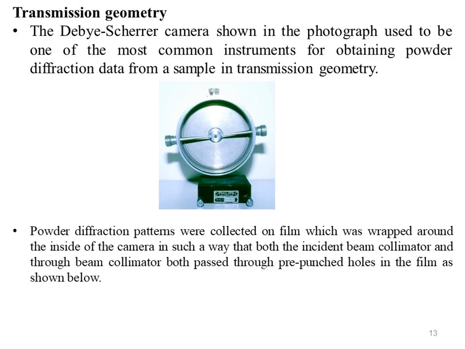180 over pi, meaning 57.295 millimeters. Powder diffraction patterns were collected on film, which was wrapped around the inside of the camera in such a way that both the incident beam collimator and through beam collimator pass through pre-punched holes in the film, as shown below.